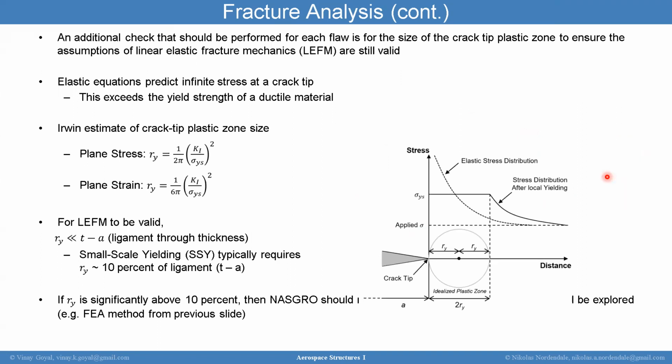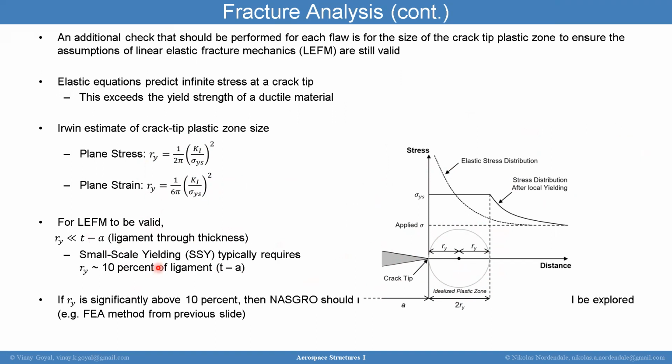An additional check should be performed, and I don't want to spend too much time here, but you want to calculate the plastic zone using these two formulas, whether it's plane stress or plane strain. You want to make sure that this plastic zone is at least 10% of the ligament radius and is much smaller than the crack length. Because if that's not the case, then linear elastic fracture mechanics does not apply, and you have to use something more advanced like elastic plastic fracture mechanics.